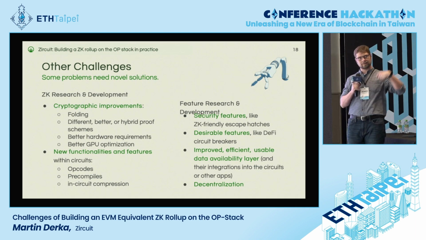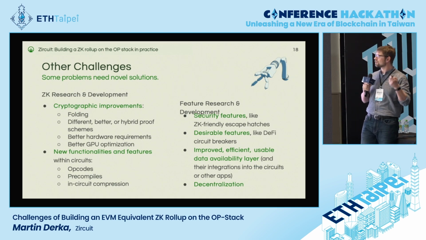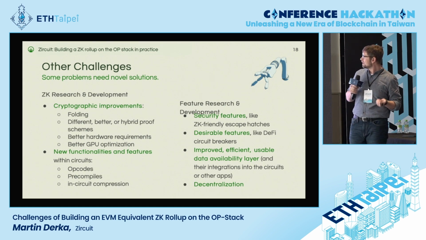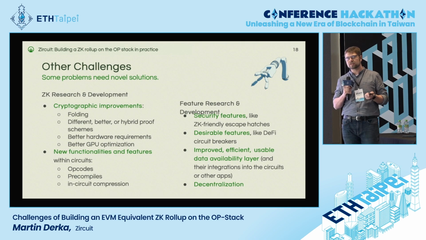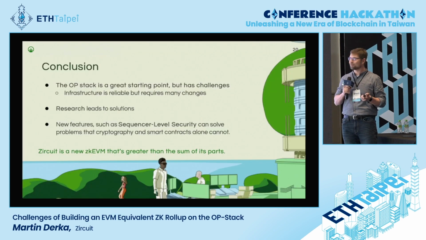In general, if you want to have a rollup that has some future, you will need to also think about the future. So you will need to make some cryptographic improvements that relate to the generating of zero-knowledge proofs and performance. You might also think about some new features that your rollup wants to have. But that's it for my talk.